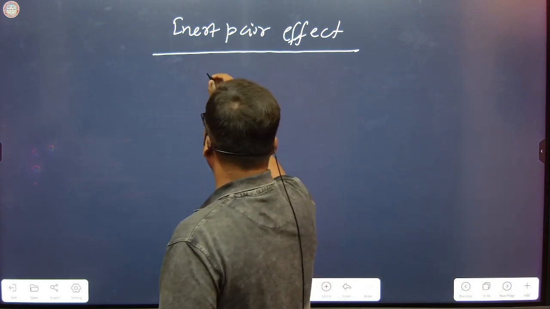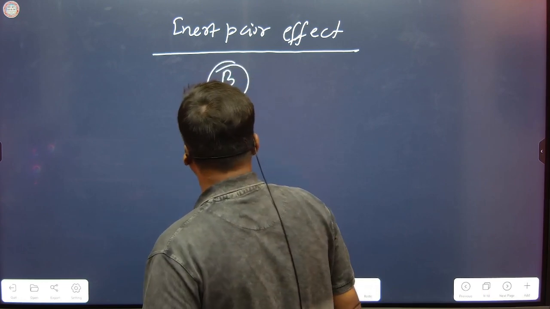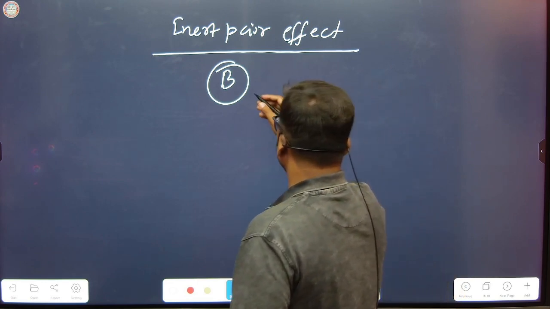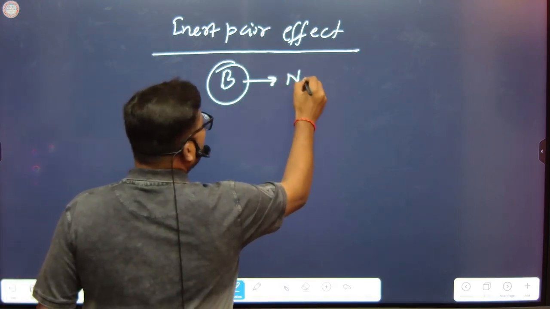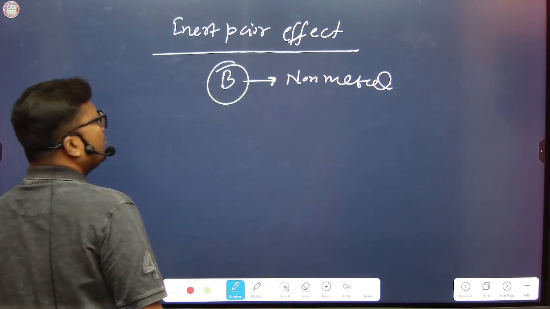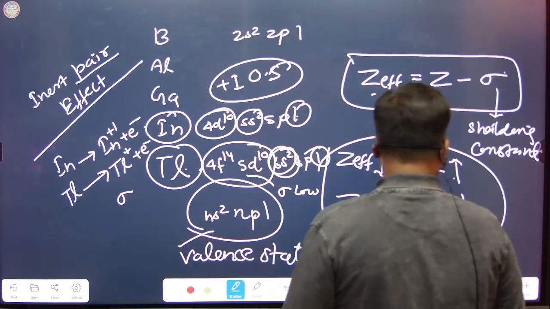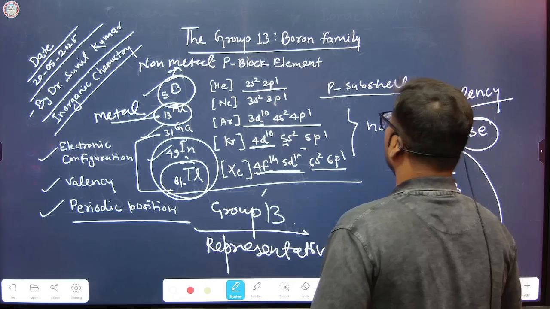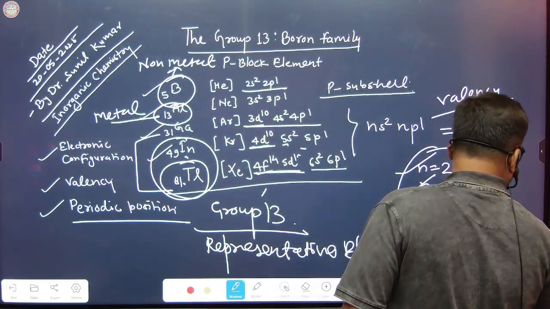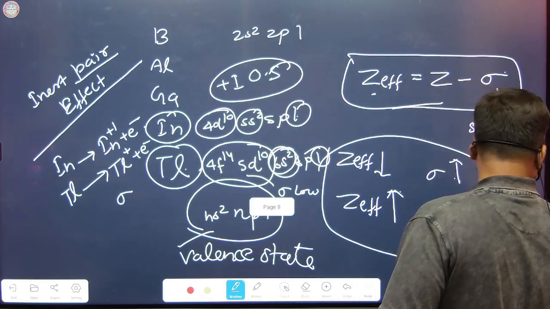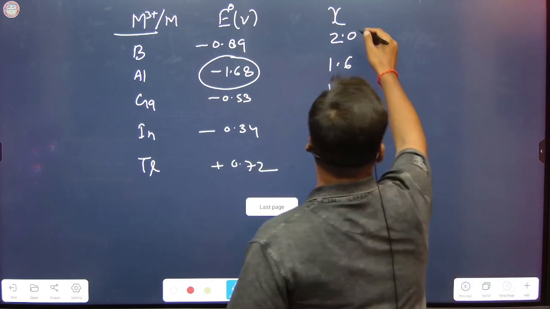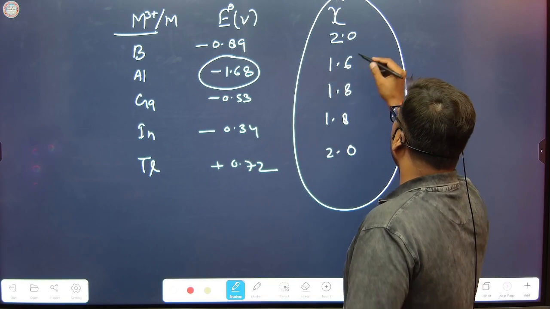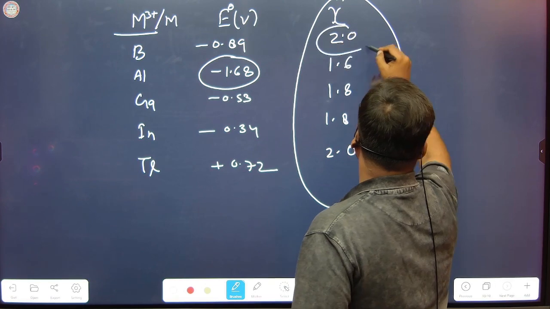Now in case of boron, right? So boron is the smallest element, right? And it is actually a non-metal. So once you talk about the electronegativity of these elements, this is chi, that is electronegativity. So the first member of the boron family, that is boron, has the highest electronegativity, 2.0.